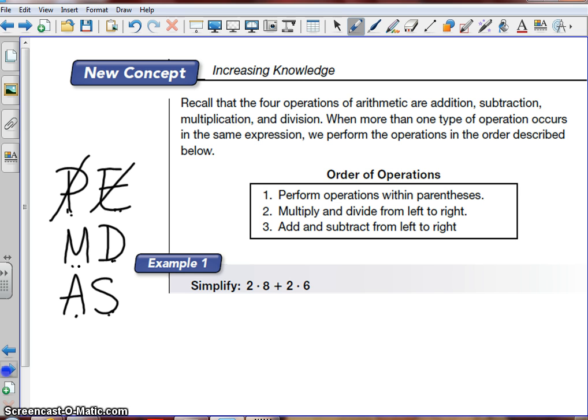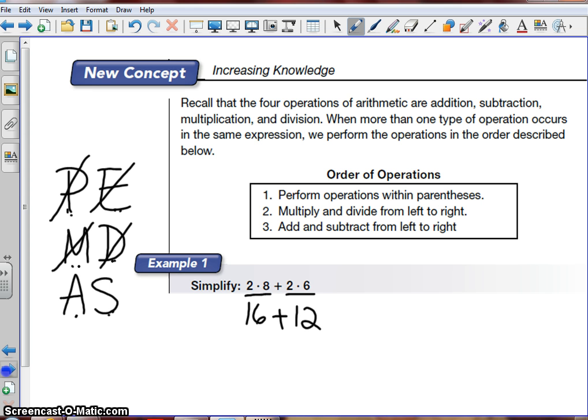The next portion of the acronym, multiplication and division, we move from left to right. We see there are two multiplication steps in this problem. 2 times 8 is 16. 2 times 6 is 12. We can cross off the multiplication step. There are no division steps in this problem, so we can cross it off.